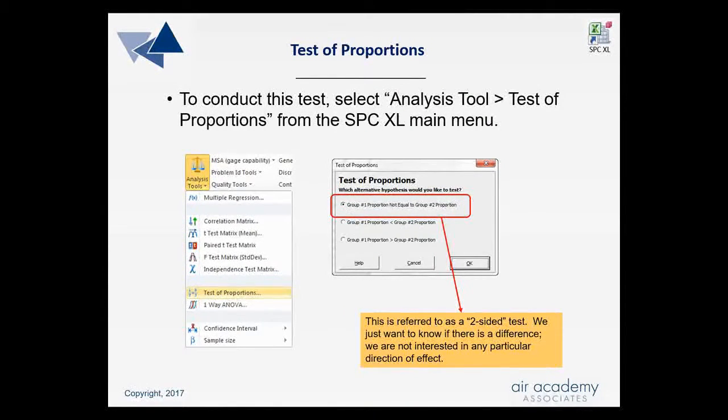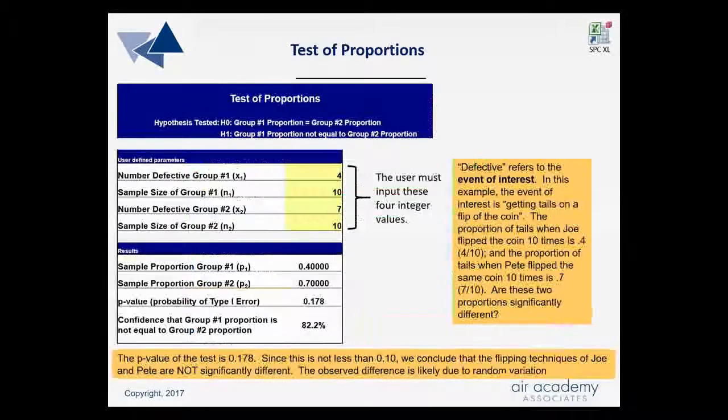That's the first option. It's also the default option in SPC Excel because we want to have the most powerful test possible, and the two-sided test does that. We're not interested in any particular direction of the effect, whether it's less than or greater than. So you click on OK, and you will get a sheet that looks like this from SPC Excel. This is both your user interface sheet as well as the results sheet.